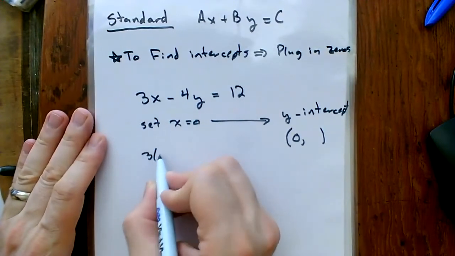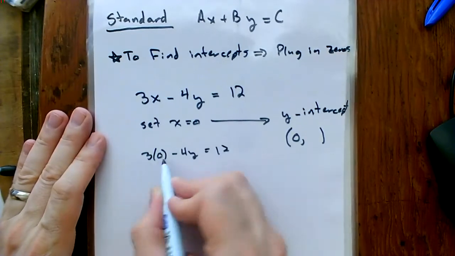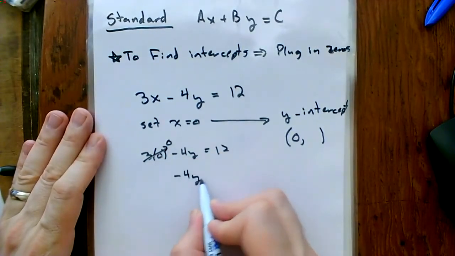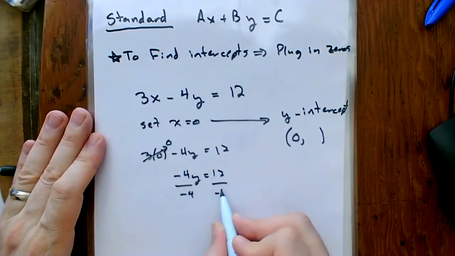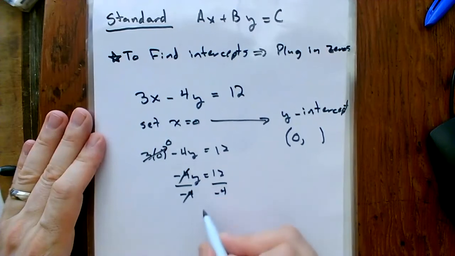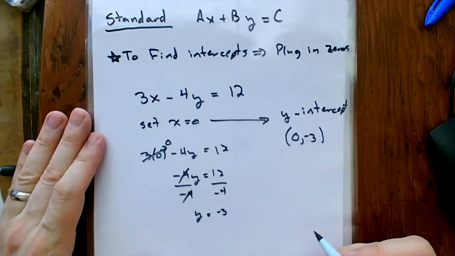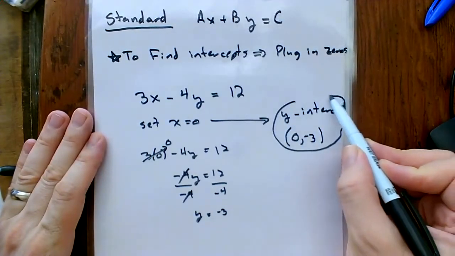So 3 times 0 minus 4y equals 12. Sure enough, this whole first term is 0, so that's just -4y = 12. I divide both sides by -4, and sure enough, y = -3. We found our y-intercept, just like that.